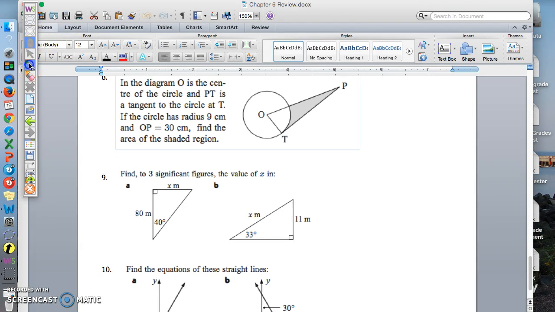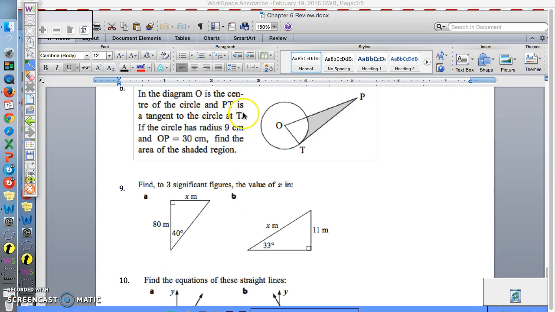This next one here, in this diagram, let's see, PT is tangent, so that means this makes 90 degrees. You definitely could have forgotten that one. It's been a while since geometry. The circle has a radius of 9, so this is 9 and 9, and OP is 30. So if that whole thing's 30, we know this is 21. Find the area of the shaded region.